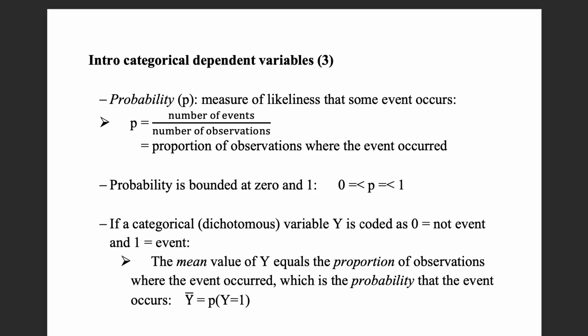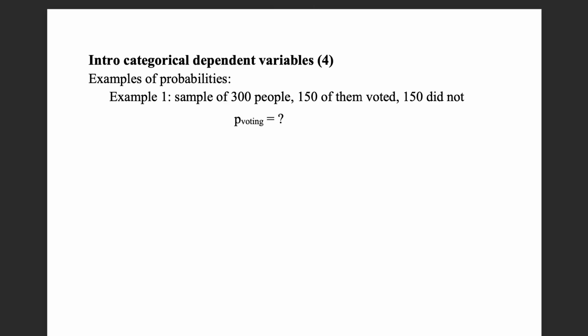And then in all of these formulas, whether we are talking about the mean or the probability or proportion, we are dividing by the number of observations. So that means that if we dummy code our y variable, then if we calculate the mean of that variable, that would be identical to the proportion of observations where the event occurred, which is the definition of the probability that the event occurred. So let's look at some concrete examples.